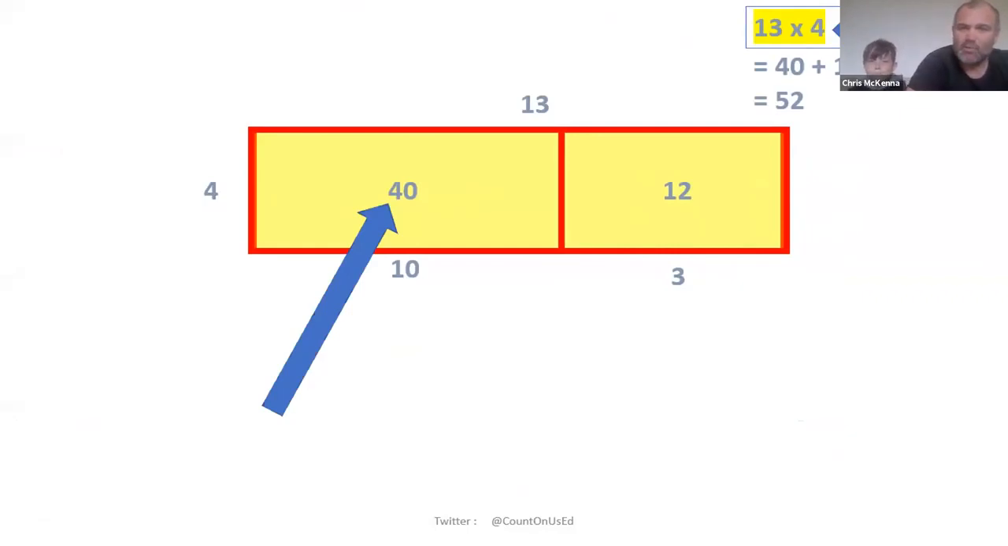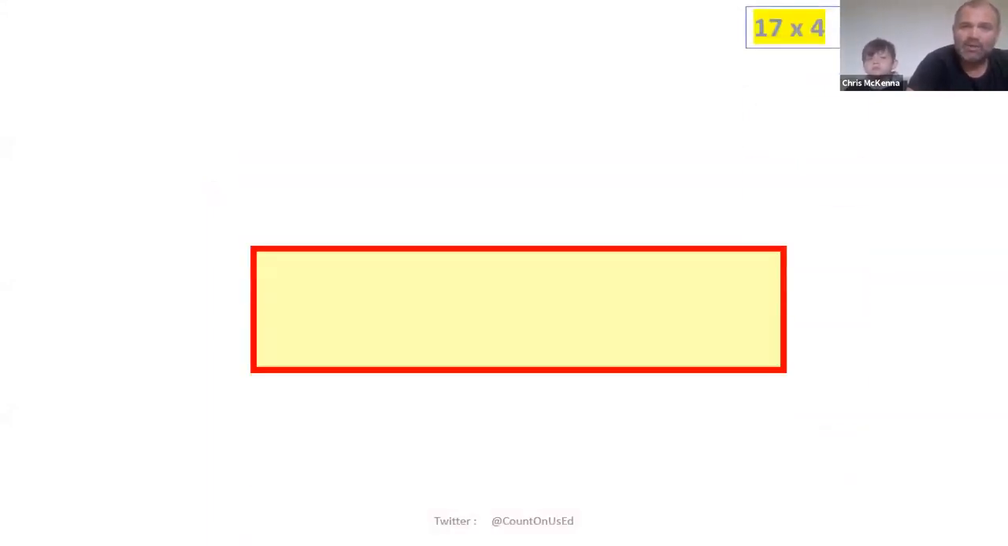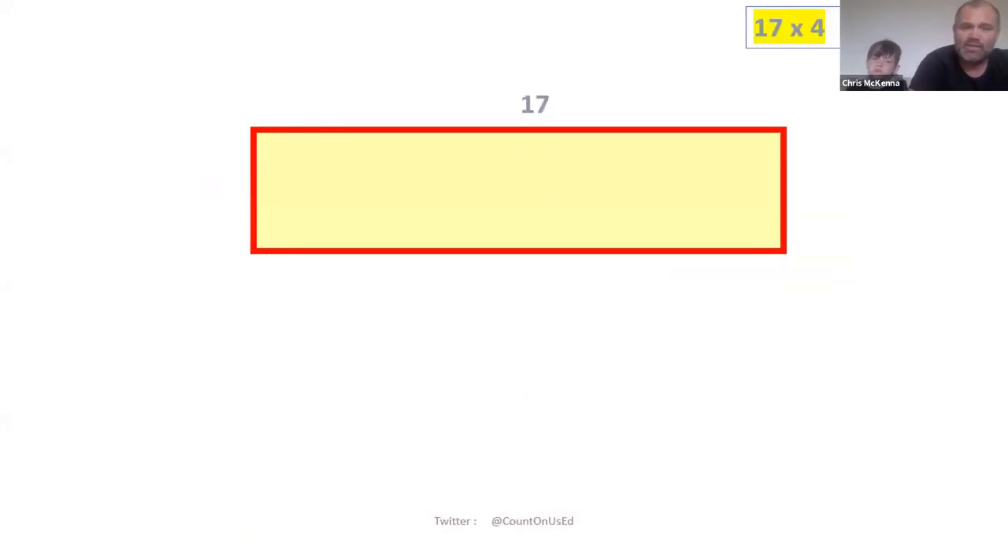Again, 40 is a key number when dealing with 4. So 30 was a key number dealing with 3, 40 is a key number dealing with 4. Let's look at 17 times 4. Now this time, I'm going to go straight to the bar model. Okay. So I'll get you to draw that bar out just now. I'll just stop and see if there's any questions coming through.